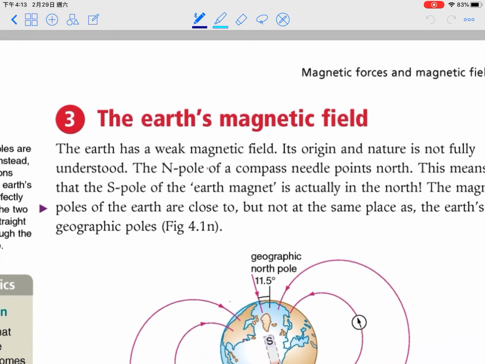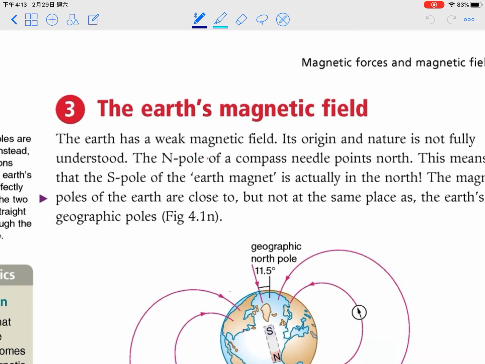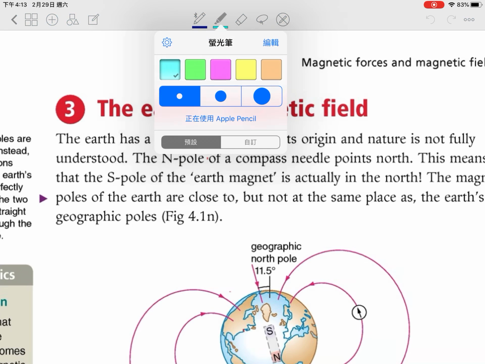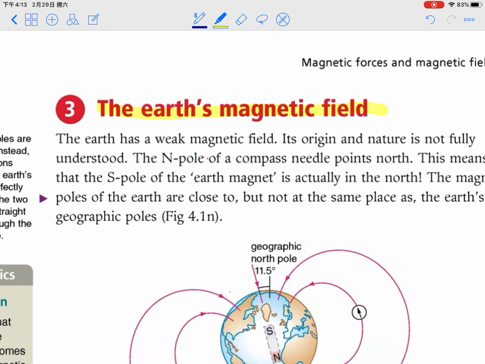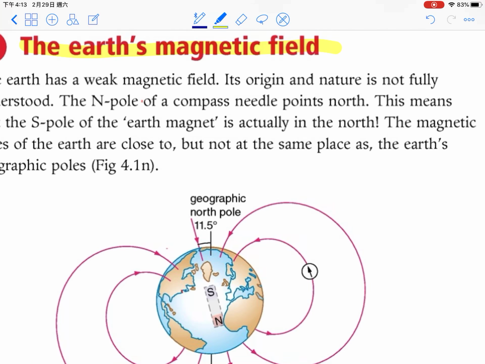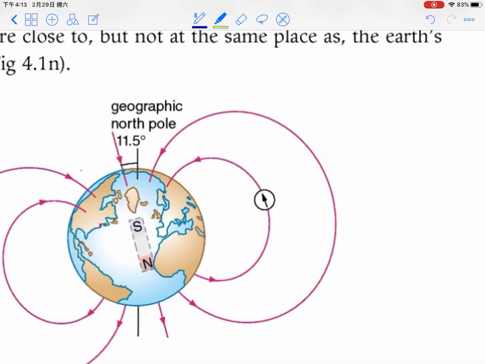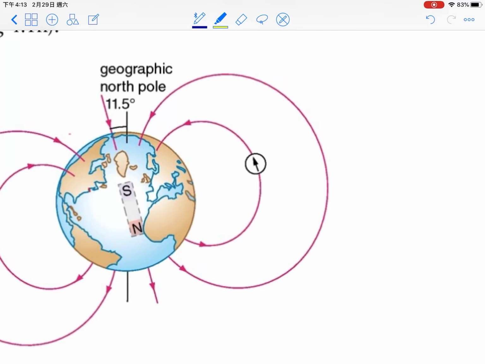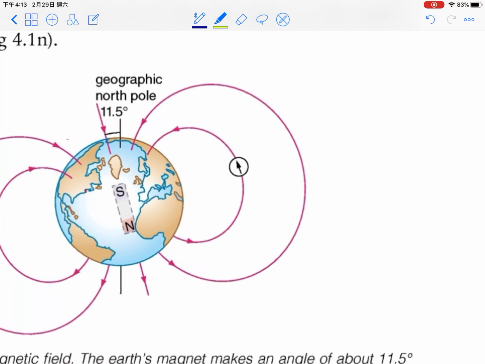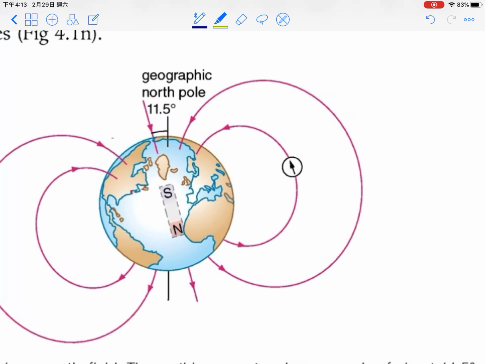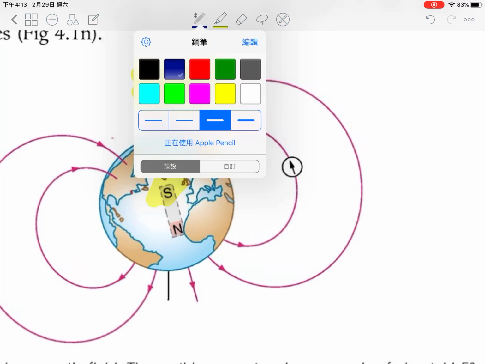Now we go to the last part of 4.1, that is to study the Earth's magnetic field. Now we know the compass points to the north of the Earth. So what does it mean? Geographically, North Pole. But in physics, oh, interesting, it will be South Pole.